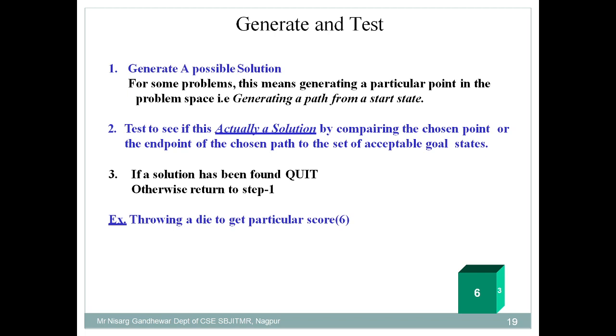So it is a simple concept. Generate means you are just moving from the initial state to an intermediate state, and then you are checking whether that intermediate state is a goal state or not. This is what testing is. Now let's take a simple example. In order to understand this, we take a simple example: throwing a die to get a particular score, 6.